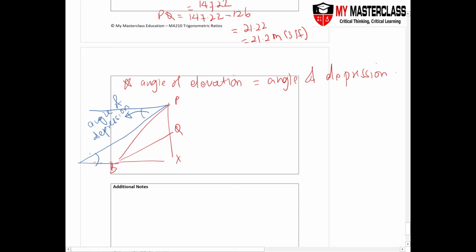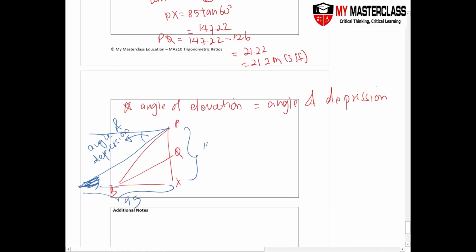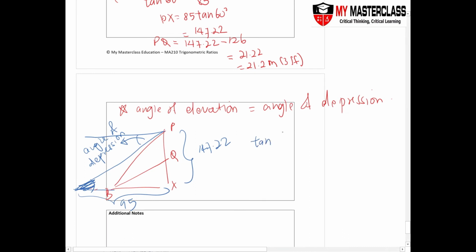Okay, so angle of depression equals the angle of elevation. So let's just use this one. Okay, then you know that this entire length is 95. Alright, and then this PX is whatever you found on top, 147.22. So if you're trying to find this particular angle, actually it's quite straightforward. What you do is tangent, let the angle of depression be theta. So tangent theta equals to 147.22 over 95. So theta equals to tangent inverse of 147.22 over 95.